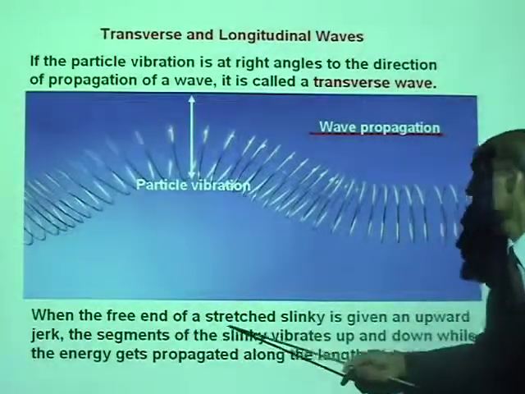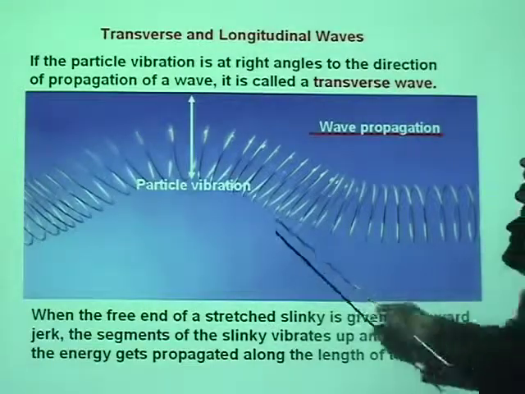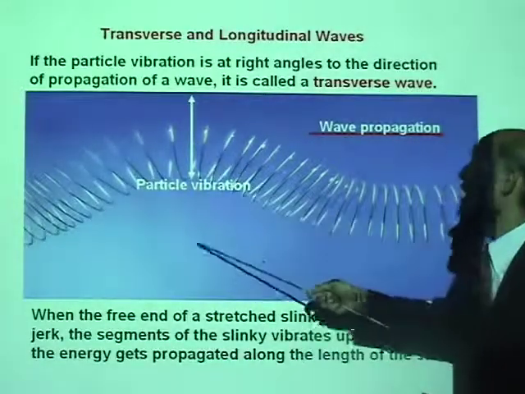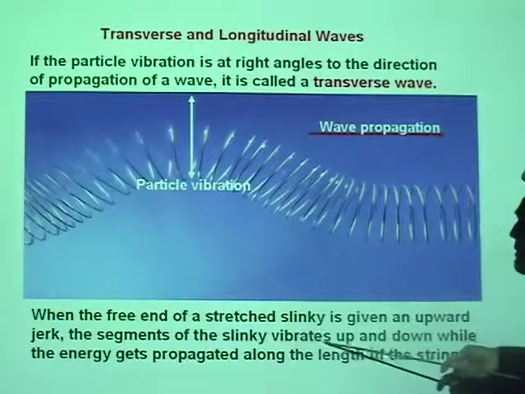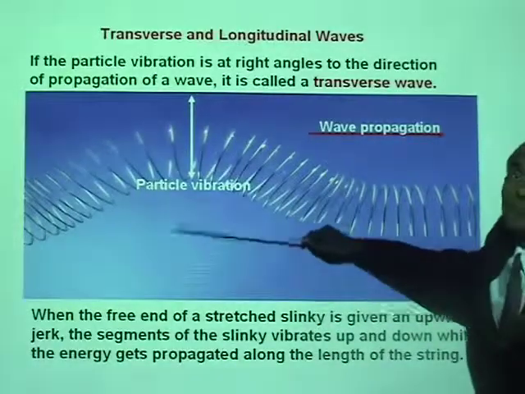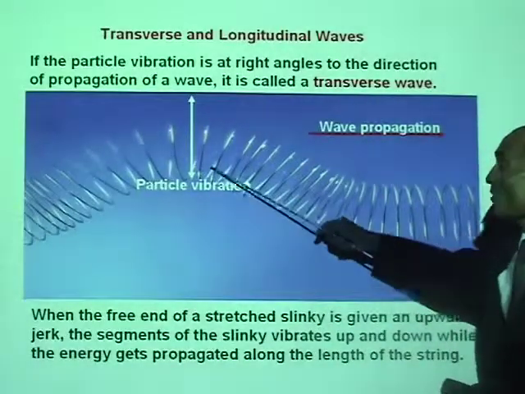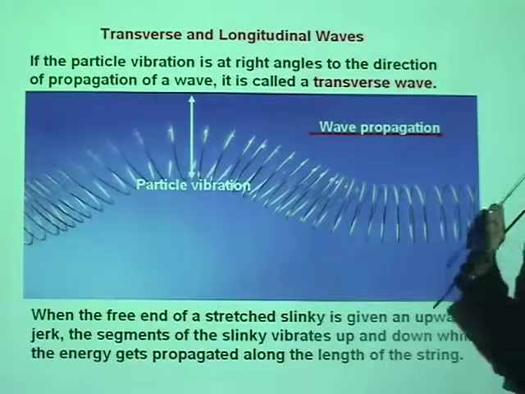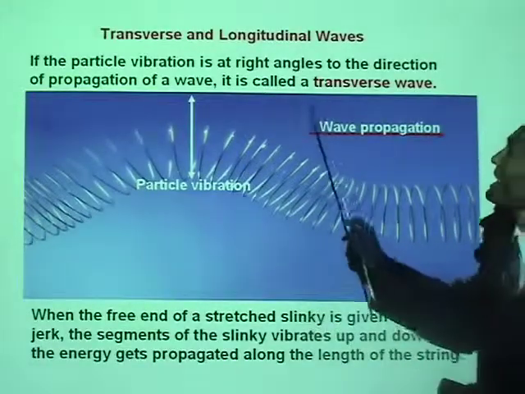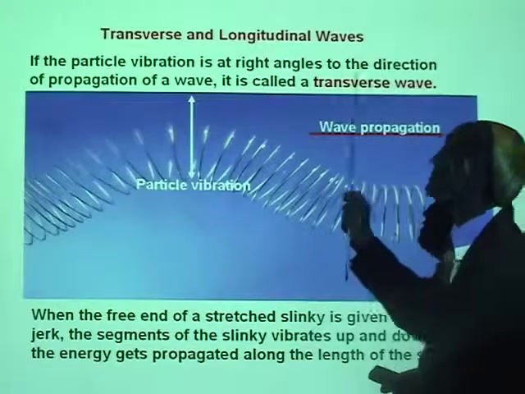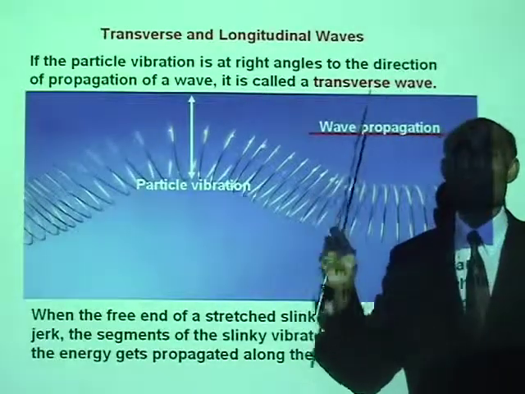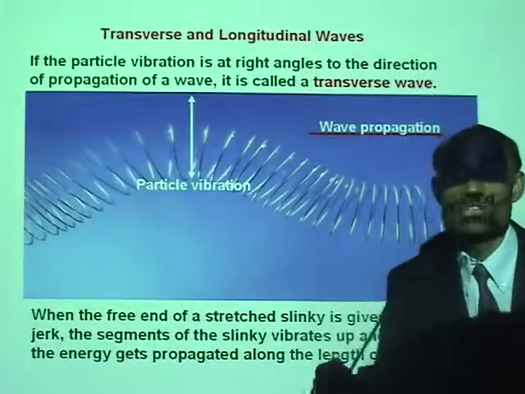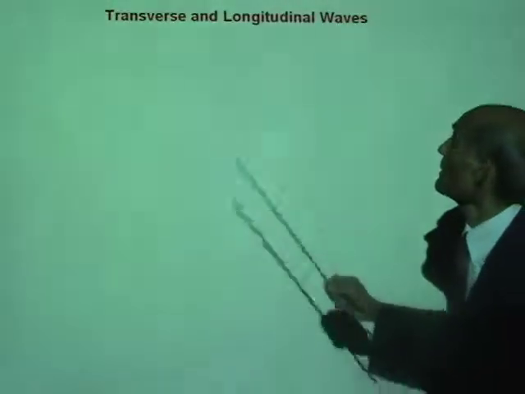When the free end of a stretched slinky is given an upward jerk, the segments of the slinky simply vibrate up and down, and the energy moves at right angles to it. This kind of a wave is a transverse wave. Don't forget that. I will ask you this as we go on.